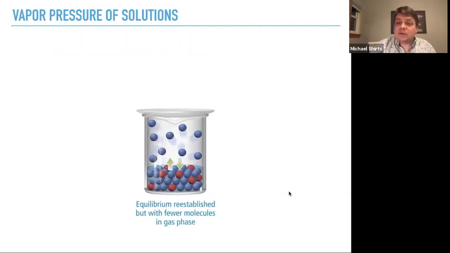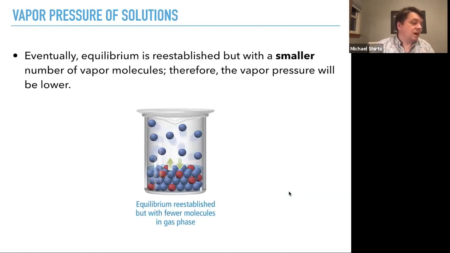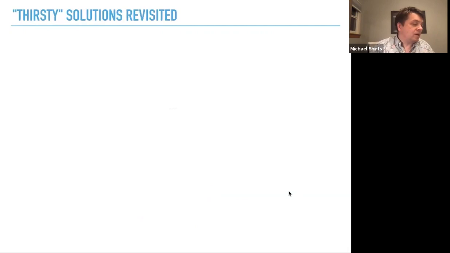And so if equilibrium eventually gets reestablished, you still have the same rate of molecules coming back in, but you have a lower rate of molecules going out. So the dynamic equilibrium is established with a lower vapor pressure. Yeah, the vapor pressure will be lower.